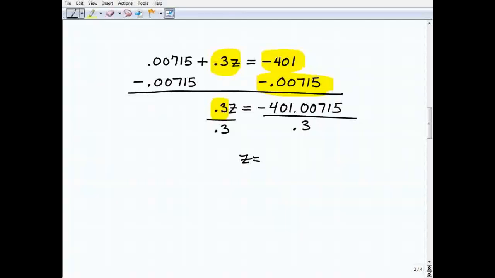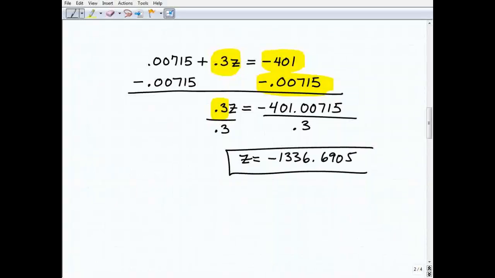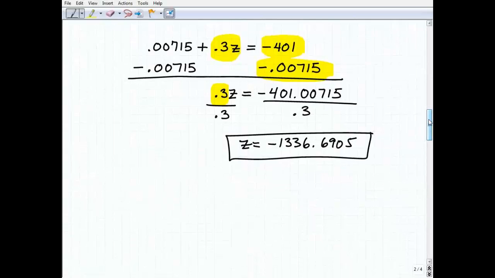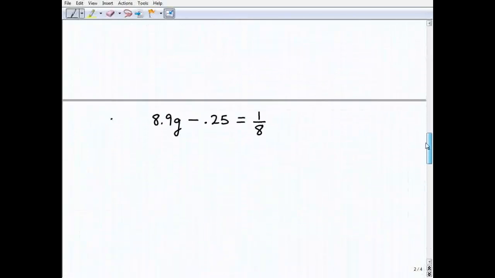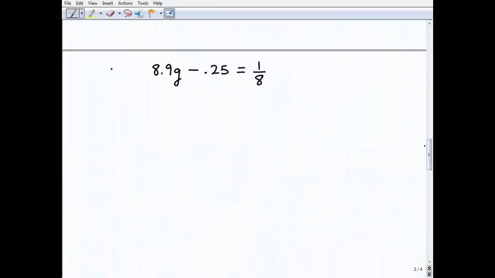All right, so let's get this solution here. z equals negative 401.00715 divided by 0.3. Okay, so what do we got here? I'm getting negative, right? Because a negative divided by a positive is going to be negative. So that'll be negative 1336.6905 or so. Okay, so there is our solution. Hopefully this is all coming together for you. It takes a little bit more time than some of our more basic equations because we're having to use our calculator, but nevertheless, it should be pretty straightforward math for you guys out there.